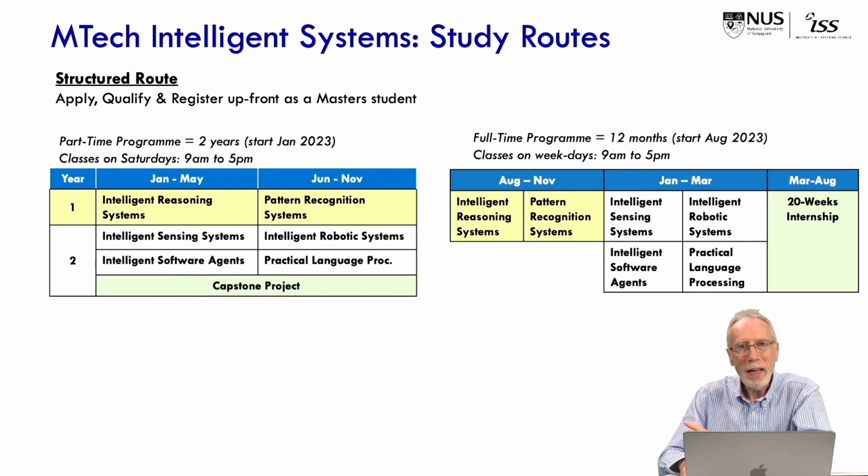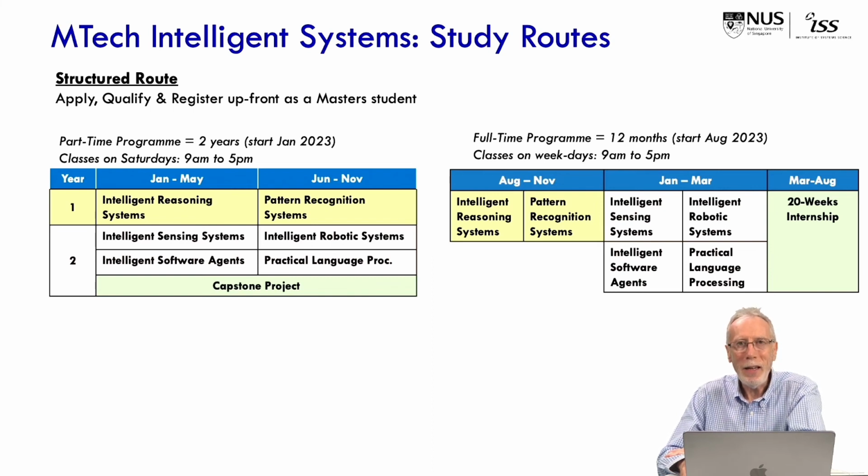All study days are full-day studies running from 9 o'clock in the morning till 5 in the afternoon. So as a part-time student, which is the chart on the left, you would do 1 grad cert every 6 months, every semester. So you would take your 2 fundamental grad certs in year 1, and then in year 2, you would do your 2 specialist grad certs.